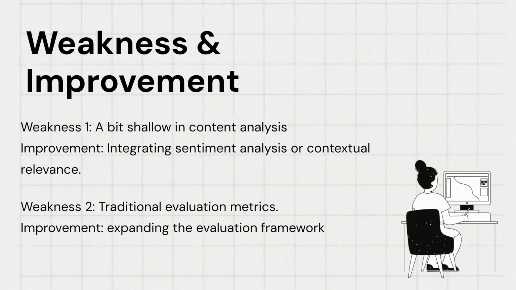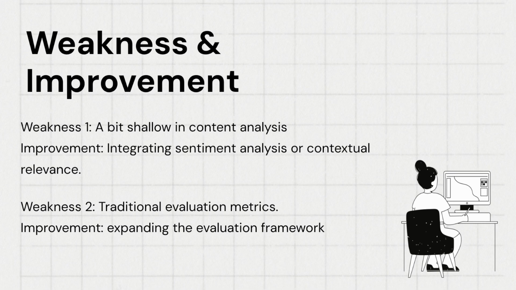And the weakness and potential improvement of this paper. First, the model primarily used entities and keywords from the news content to estimate popularity and relevance. However, this approach might overlook the deeper semantic and contextual nuance of the news content. And the improvement we can think of is integrating more advanced natural language processing techniques such as sentiment analysis and contextual relevance.